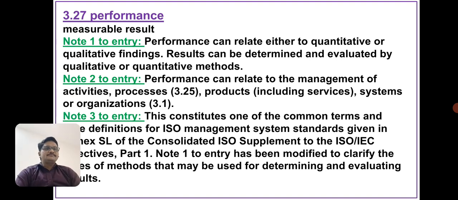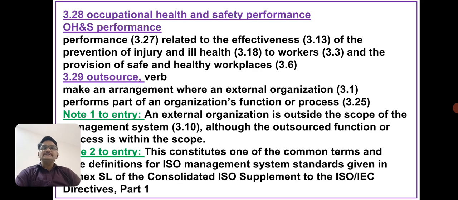Next is performance. Performance is actually a measurable result. Performance can relate to either quantitative or qualitative findings. Results can be determined and evaluated by qualitative and quantitative methods. Performance can be related to the management of activities, processes, products, systems or organizations. Now next is occupational health and safety performance, the OHS performance. It is performance related to the effectiveness of prevention of injury and ill health to workers and the provision of safe and healthy workplaces.